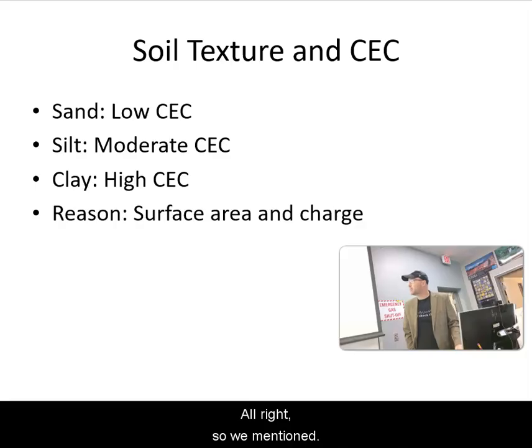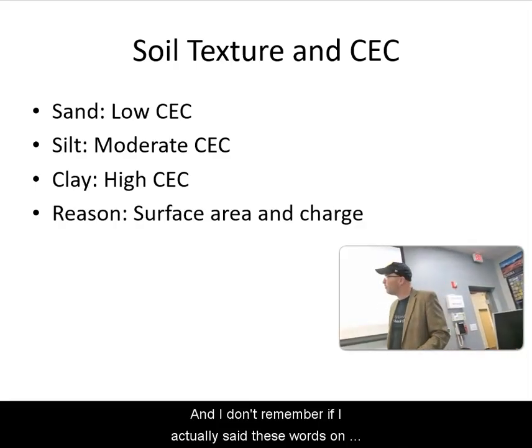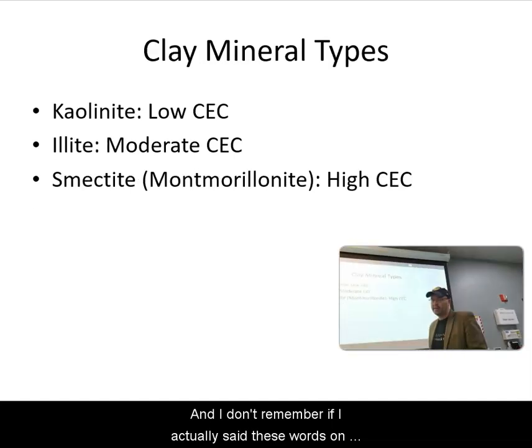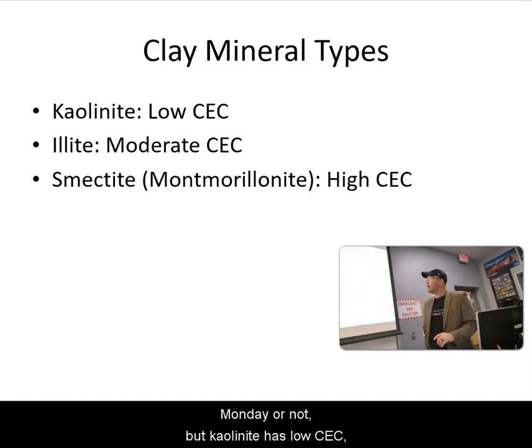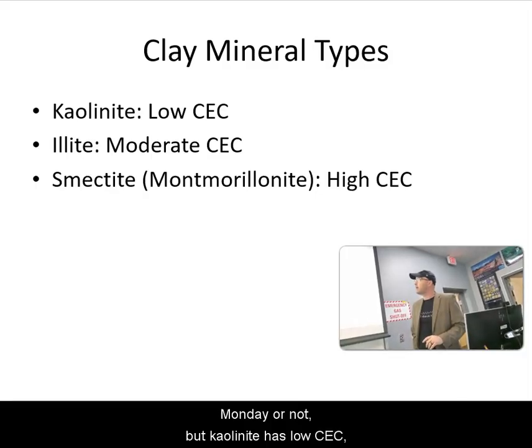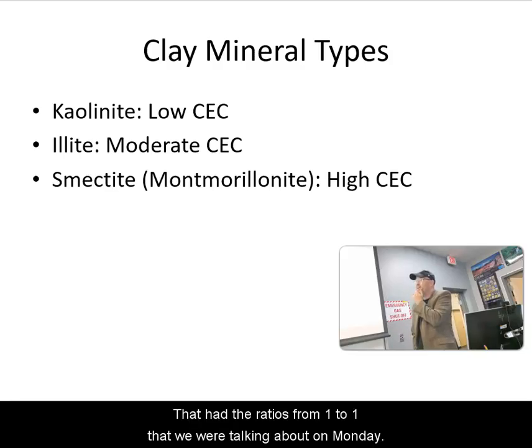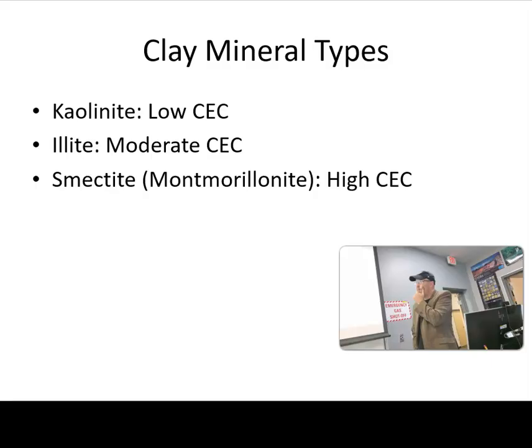All right. So we mentioned, and I don't remember if I actually said these words on Monday or not, kaolinite has low CEC, low cation exchange capacity. That had the 1 to 1 ratios that we were talking about on Monday. Illite, moderate CEC, and smectite has high CEC.